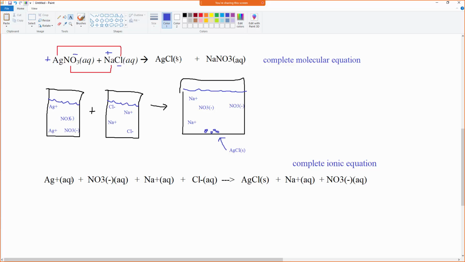Sarah says, when I write it like this, how do I know that this silver is aqueous? Good question. I'm just bringing it down from here. Since I have aqueous silver nitrate, then the silver is aqueous and the nitrate is aqueous. Because if it's aqueous, then it's dissolved, and if it's dissolved, then it's dissociated. So I know that each of these pieces is aqueous because they each came from here. Does that make sense?